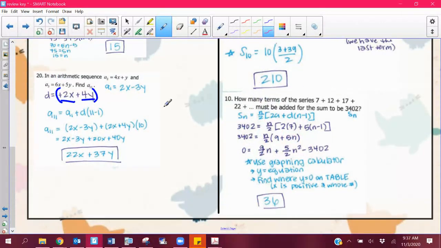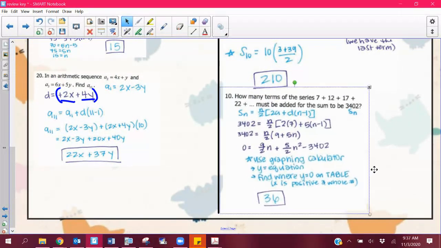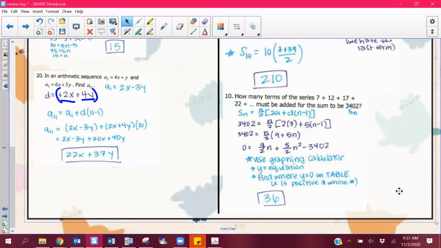Then we have the beastly question, like number 10: how many terms of this series must be added for the sum to be 3,402? The first thing you want to do is make sure what type of sequence it is. It is arithmetic. You're adding 5 every time. And so then you're going to plug into one of those formulas. Again, I don't know the last term, so I'm going to use the longer formula.